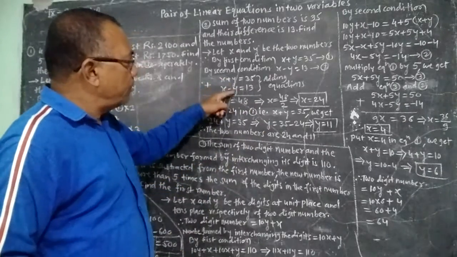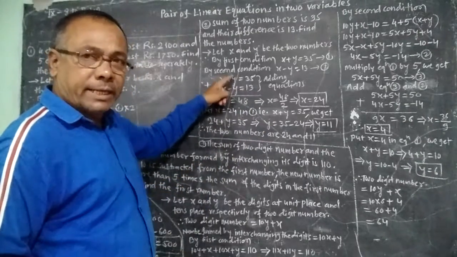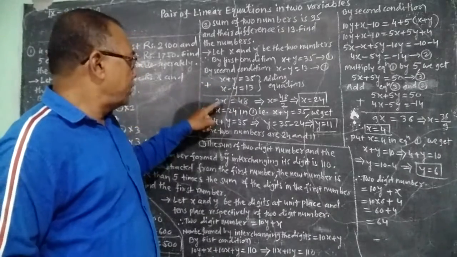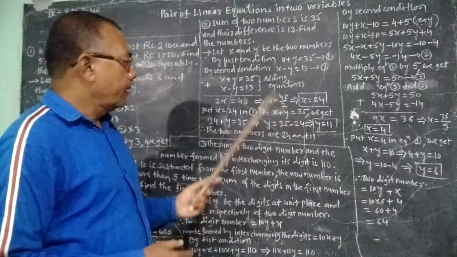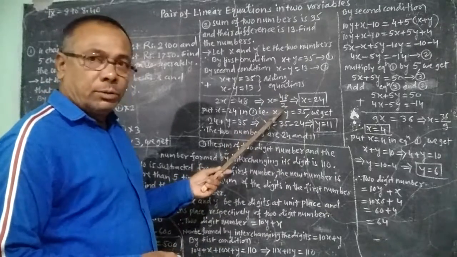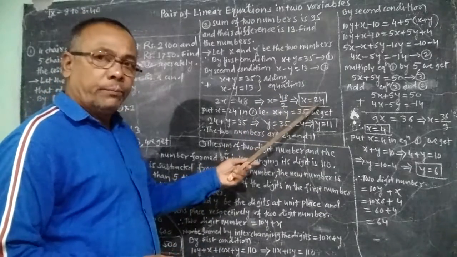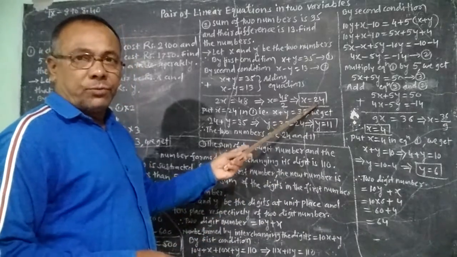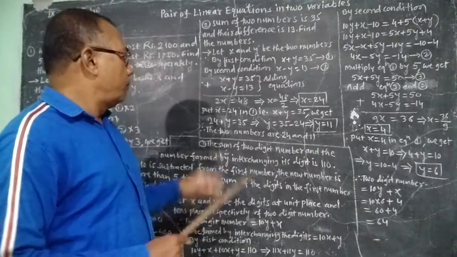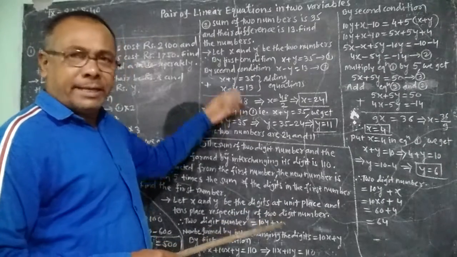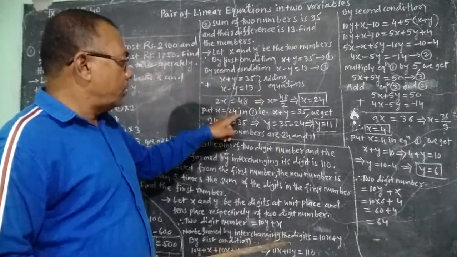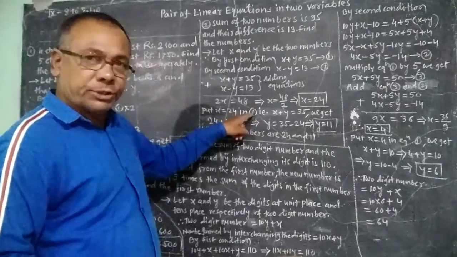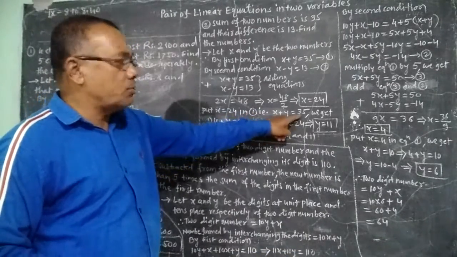Here the y will get cancelled. x plus x is equal to 2x and 2x is equal to 48, and therefore x is equal to 48 upon 2, which gives x is equal to 24. In this way we have found the first number, which is 24. Now put x is equal to 24 in any one of the equations. So we put the value of x is equal to 24 in equation 1, that is in x plus y is equal to 35.